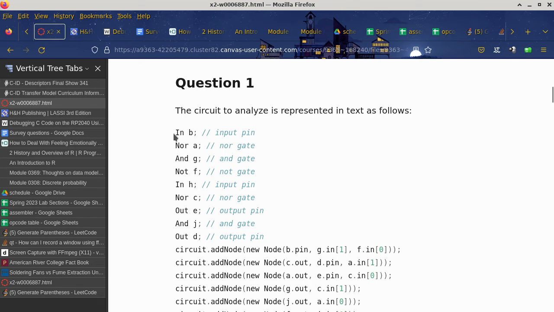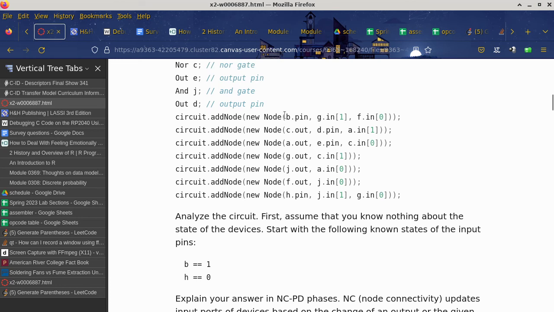So we start again with a bunch of gates. We have some input pins. We have two NOR gates, I think two AND gates, one NOT gate, some output pins, and so on. There's also an AND gate, two AND gates here. And then this is the description of how the various devices are connected. It's the same format that we have seen in the module itself.